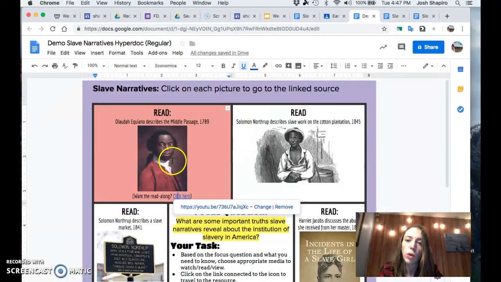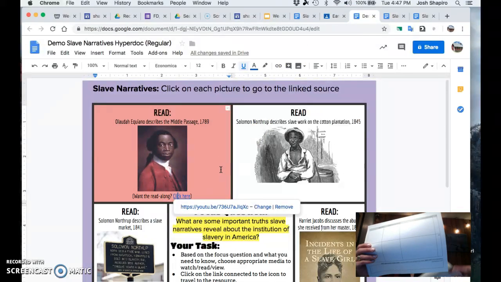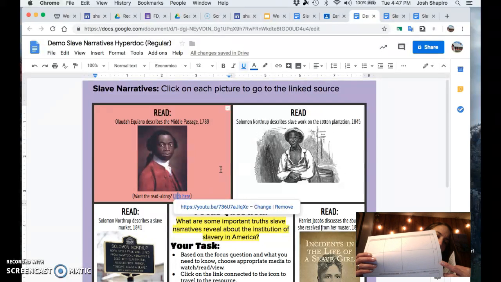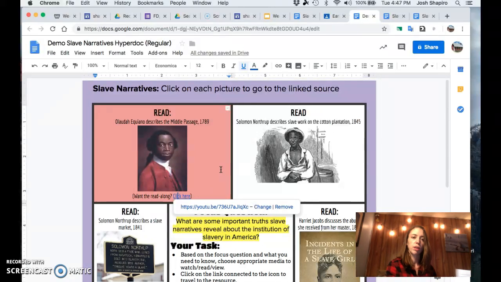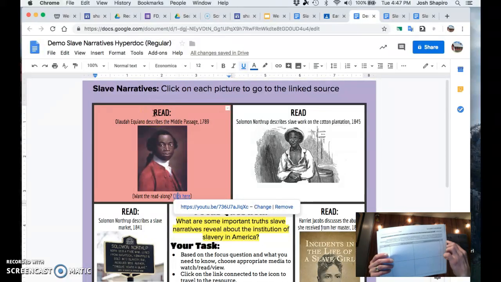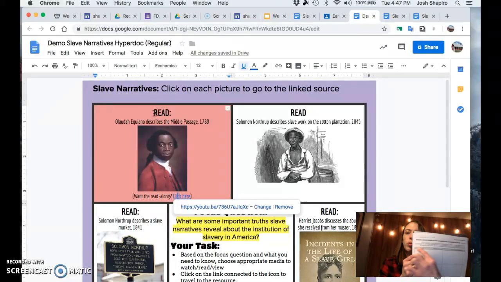All right, so what's required ultimately are 3 sources from the hyperdoc, and then this last part on here is for Frederick Douglass. This is when you get your books back. You will put in, again, 4 or 5 different ideas from Frederick Douglass that you think are significant.